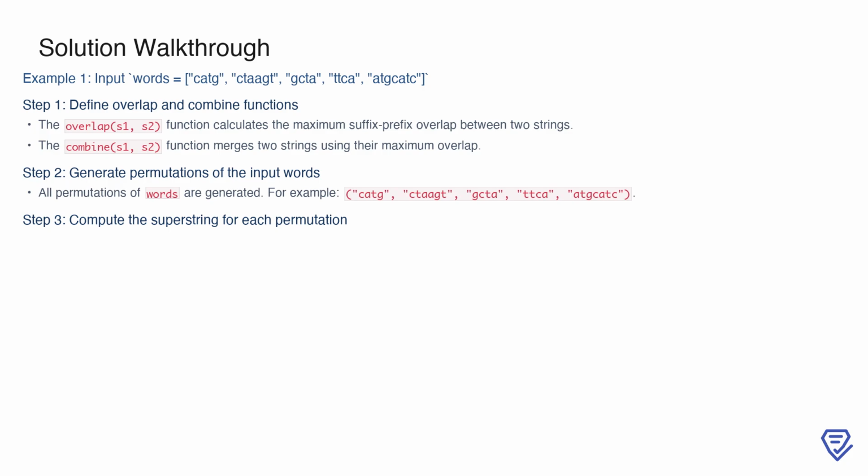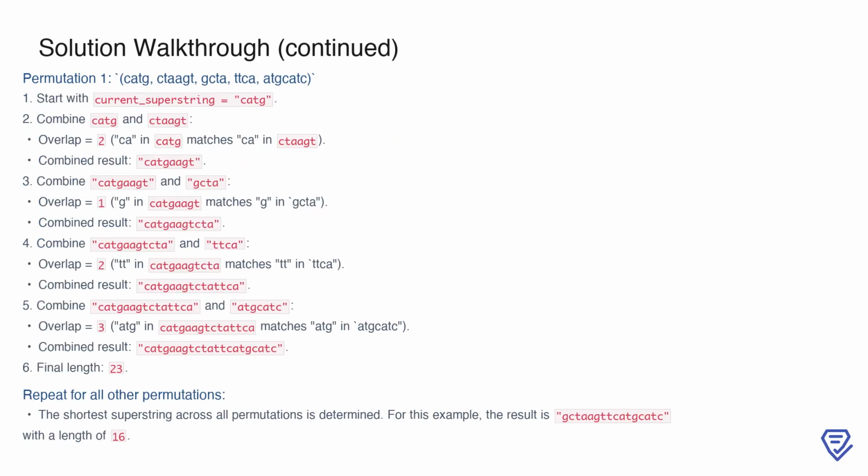Once these functions are defined, we generate all possible permutations of the input list of words. For instance, with the input words equals cat, tagged, ta, tka, adcac, one of the permutations could be cat, tagged, ta, tka, adcac. For each permutation, we compute the combined superstring by sequentially merging words based on their overlaps. Starting with the permutation cat, tagged, ta, tka, adcac, we initialize current_superstring as the first word, which is cat.